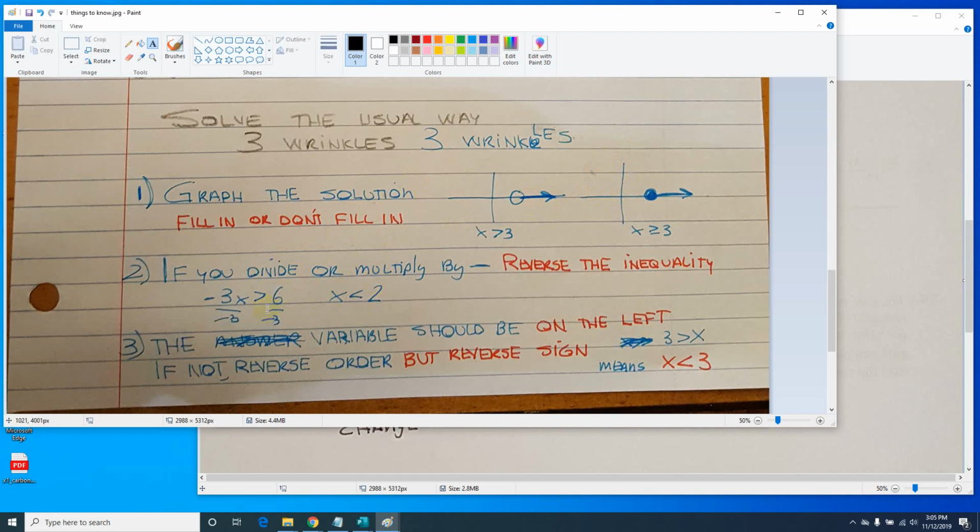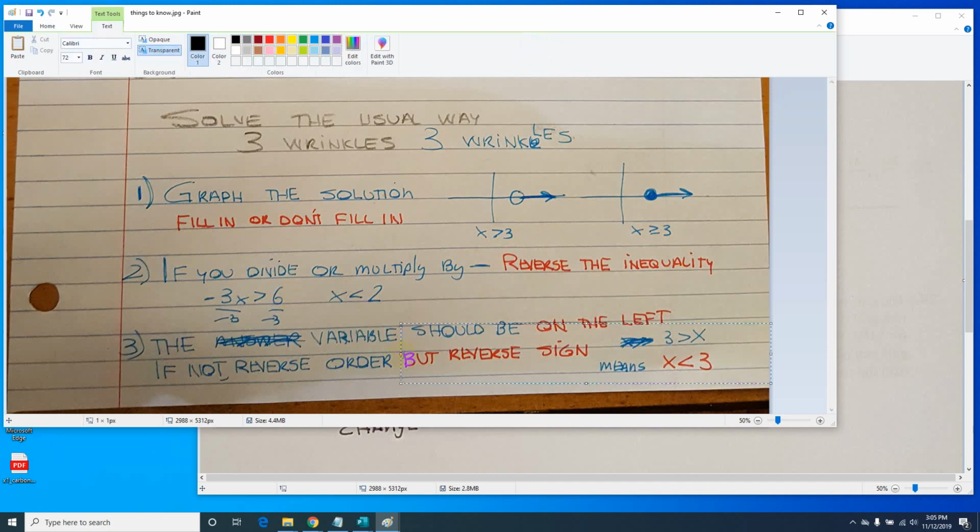The last thing, we just talked about it there, the answer, the variable should always be on the left. If not, you can reverse the order of the inequality, but also you have to reverse the sign. So we will see an example of that.